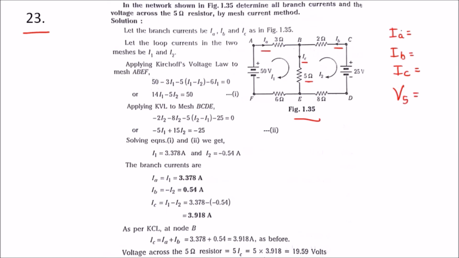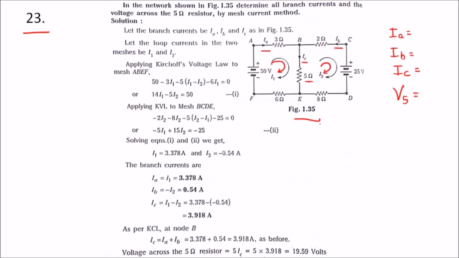So we have to find all these 4 values. First, let us apply the Kirchhoff voltage law to both meshes. Let the loop currents be I1 and I2. So this is one loop, and this is another loop.